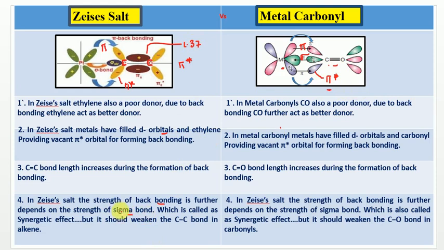And the last comparison you can see here. In Zeise's salt, the strength of back bonding depends on the strength of the sigma bond, which is called the synergetic effect, which we already discussed, and this weakens the CC bond of the alkene, right? In a similar way, this also weakens the CO bond.